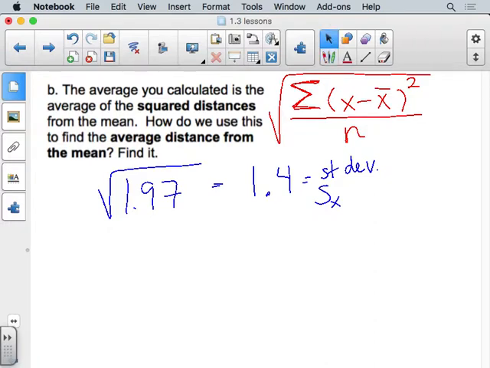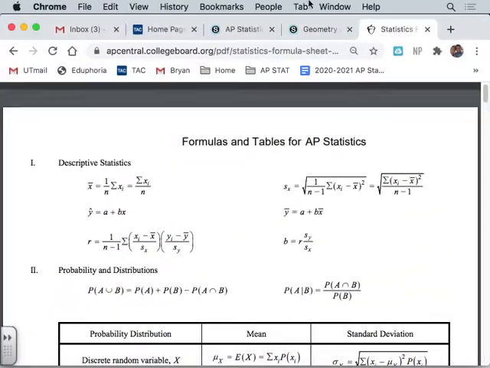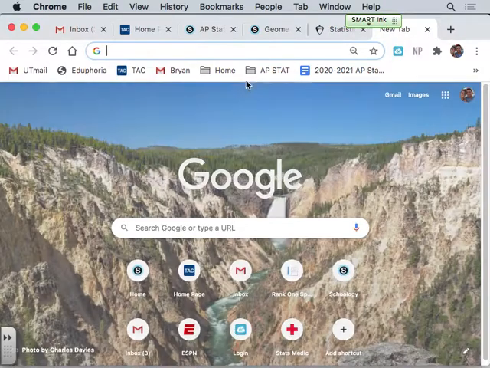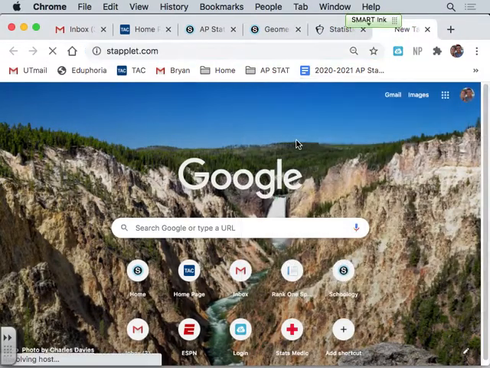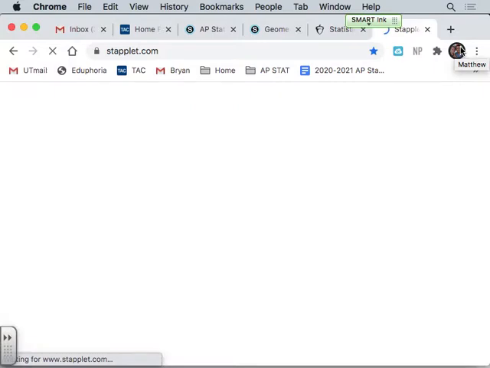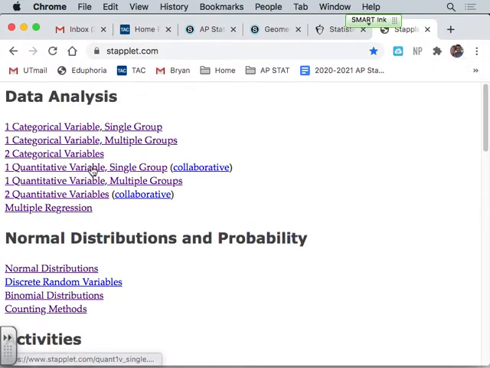Let me use Statplet real quick. There's a way to get your numbers on your calculator, but since we're going to be using our computers for the most part, Statplet is a pretty easy interface to do stuff on. So I'm going to do that real quick. Unless the Wi-Fi doesn't work. Oh, there we go. Okay.